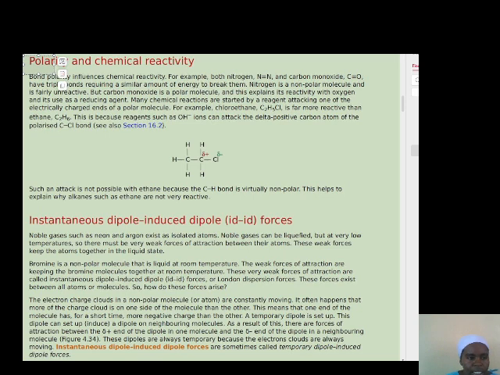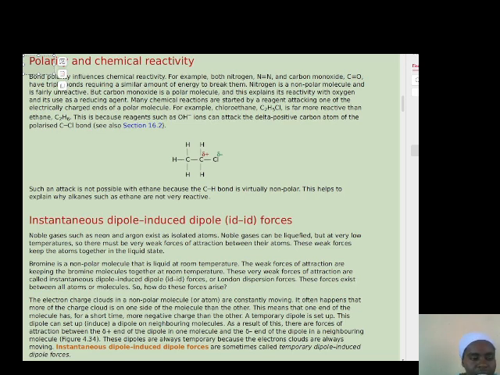So many chemical reactions are started by reagents attacking one of the electrically charged atoms or ends of a polar molecule, for example in this molecule that is displayed. The attack is possible in chloroethane because there is a partial positive charge on the carbon bonded to the chlorine. Let's look at instantaneous dipole induced dipole forces.